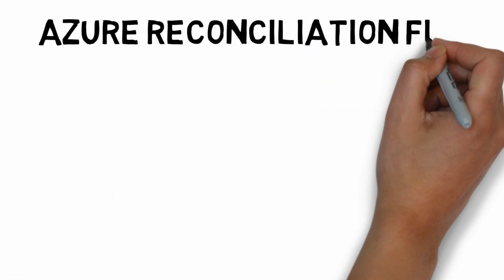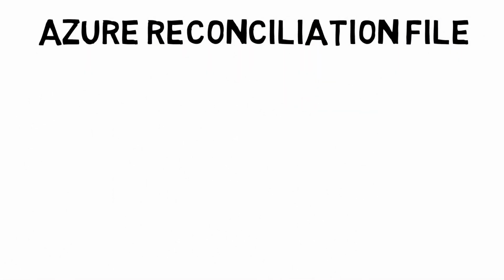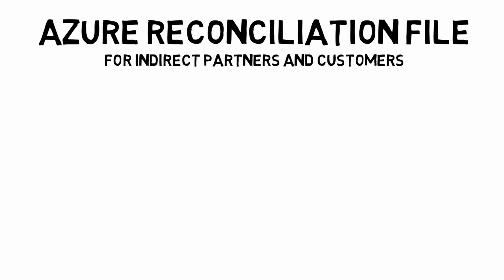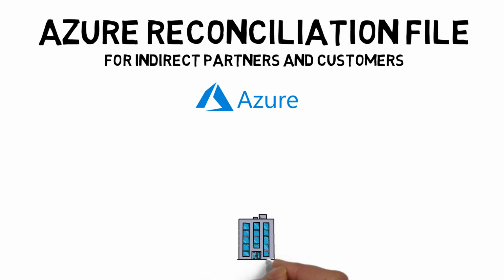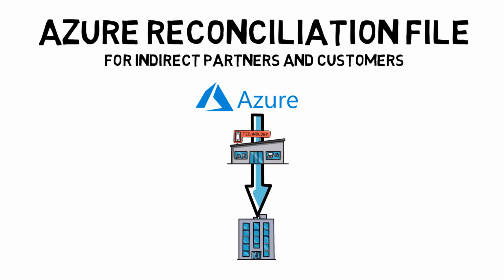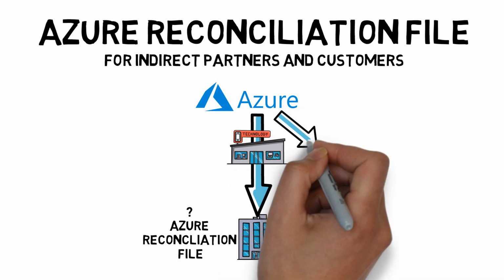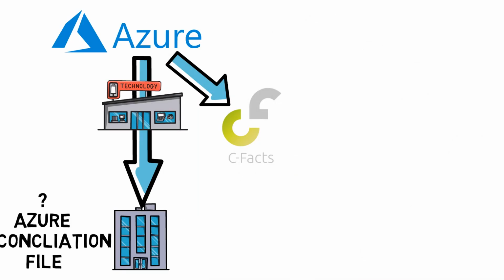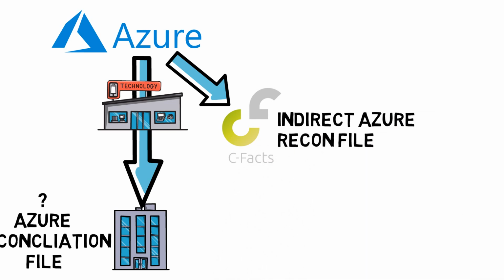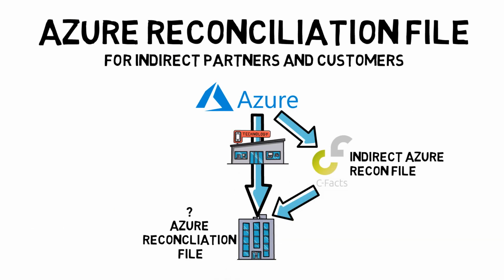Use case number 3. Migrating direct AZURE accounts without loss of detailed information from the AZURE recon file. Many partners and customers who currently have a direct AZURE account are migrating to an indirect account. By doing so, they lose the valuable access to the AZURE reconciliation file with its detailed overview of cost and usage. CFACTS eliminates this drawback by providing a downloadable AZURE reconciliation file for indirect partners and customers.